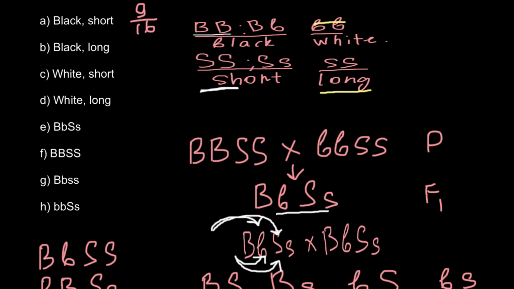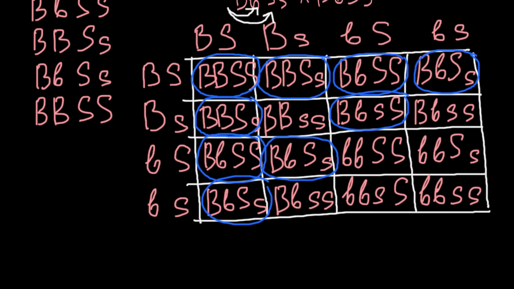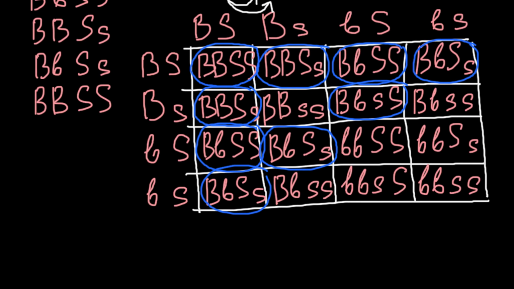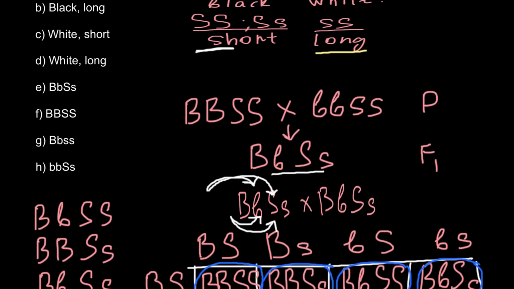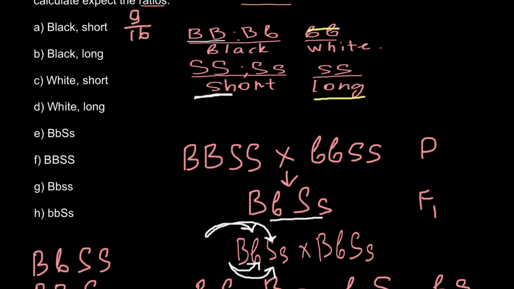So next would be black and long, and for example, here would be black and short. So let's consider this is going to be black and long. So we can circle this answer, and this is black and long, and this is also black and long, and this is also black and long, and that's it. So we have 3 out of 16. So as you see, now it's much easier and faster. So black and long would be 3 out of 16.